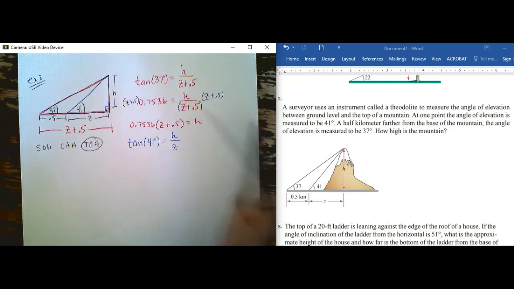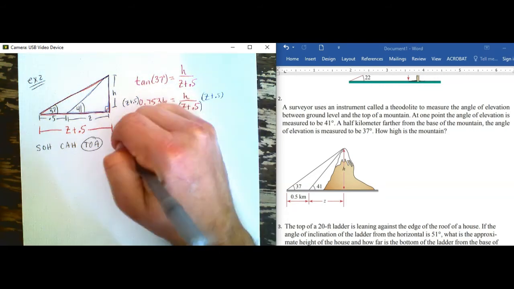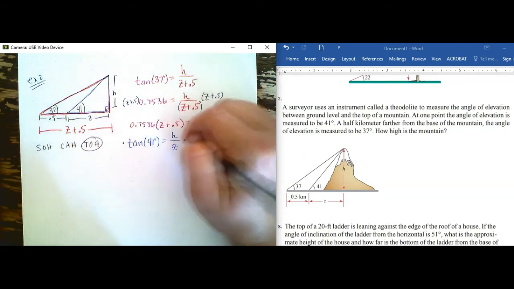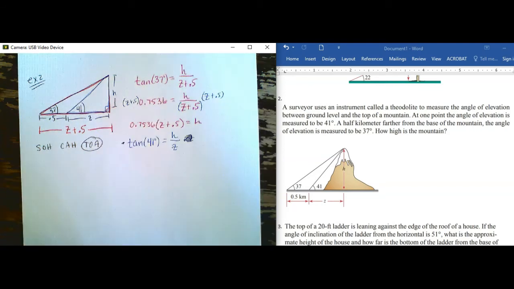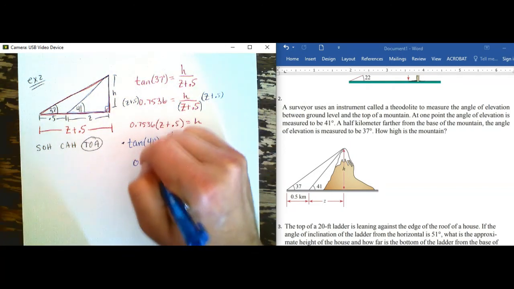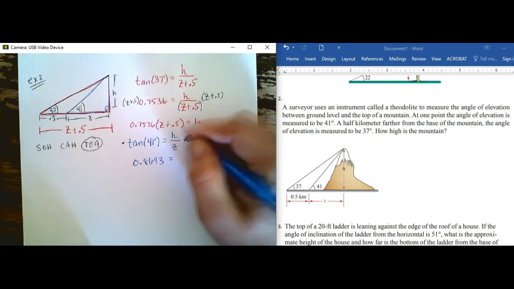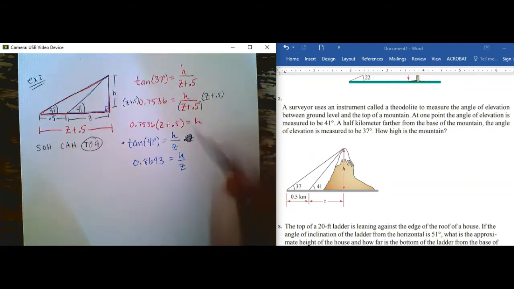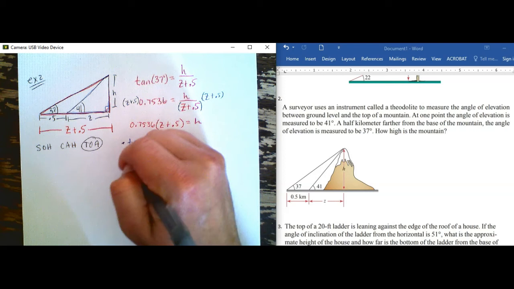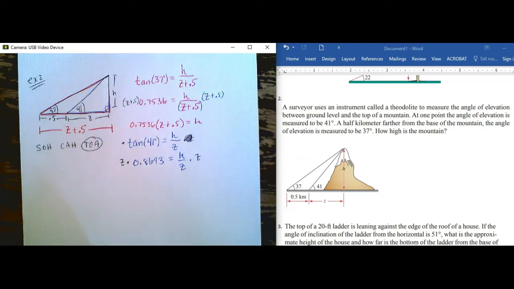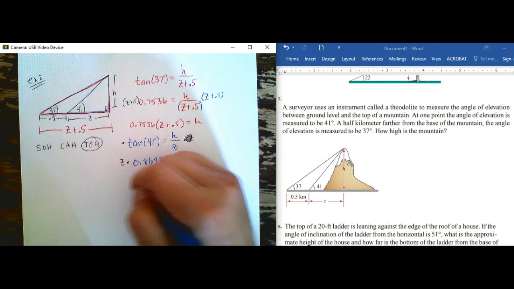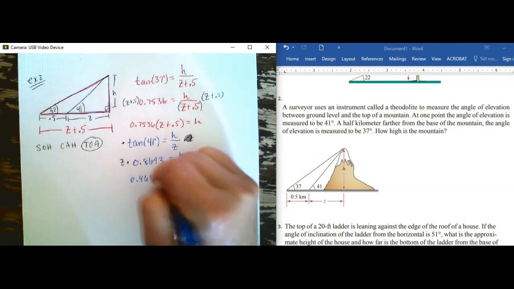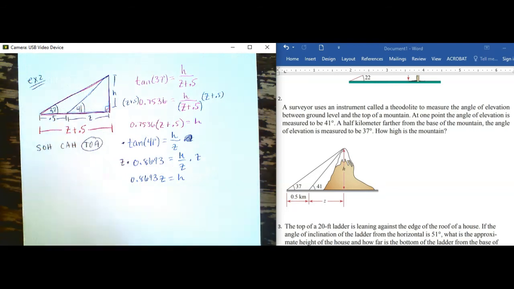Solving for h, we just multiply by z on both sides. Well, before we do that, let's find the tangent of 41. The tangent of 41 degrees is 0.8693, which is equal to h over z. So now if we multiply by z on both sides, we get 0.8693z equals h. Okay.